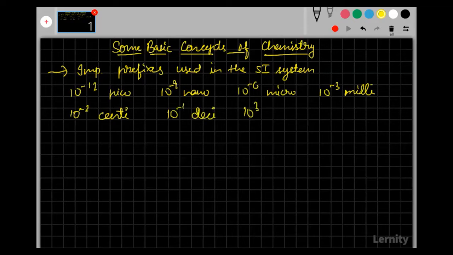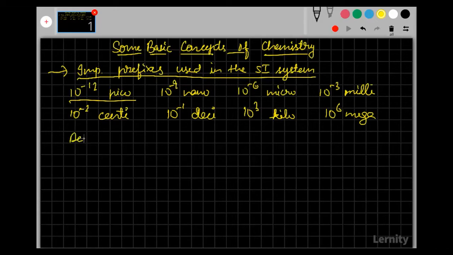Then 10 to the power 3 is kilo. 10 to the power 6 is mega. These are the most important ones that we have. We also have 10 to the power of minus 10, which is the angstrom. That is also important. These are the important prefixes that we'll be using in the SI system. When we solve problems in solid state, we'll come across terms like pico and angstrom, so that plays a major role in conversions.